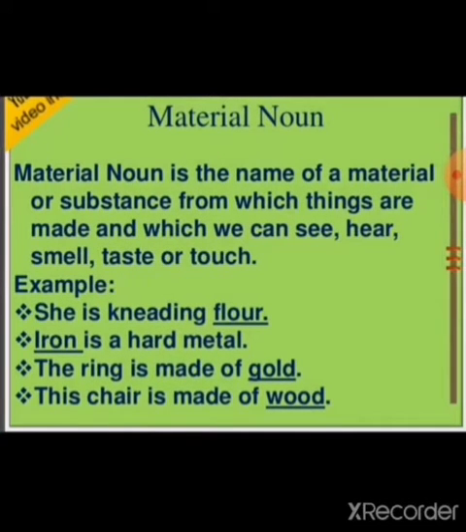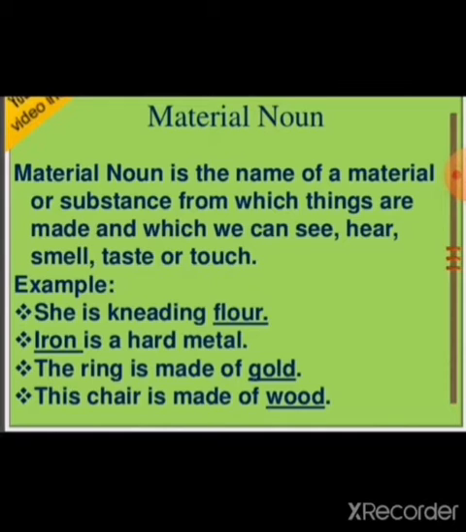The next one is material noun, or it is also known as concrete noun. Material noun is the name of a material or a substance from which things are made and which we can see, hear, smell, taste or touch. Now in our previous one, abstract noun, we said that these are the things that we cannot see, hear, smell, taste or touch. But material or concrete nouns are those things that we can hear, we can see, we can smell, taste or touch. For example, she is kneading flour.